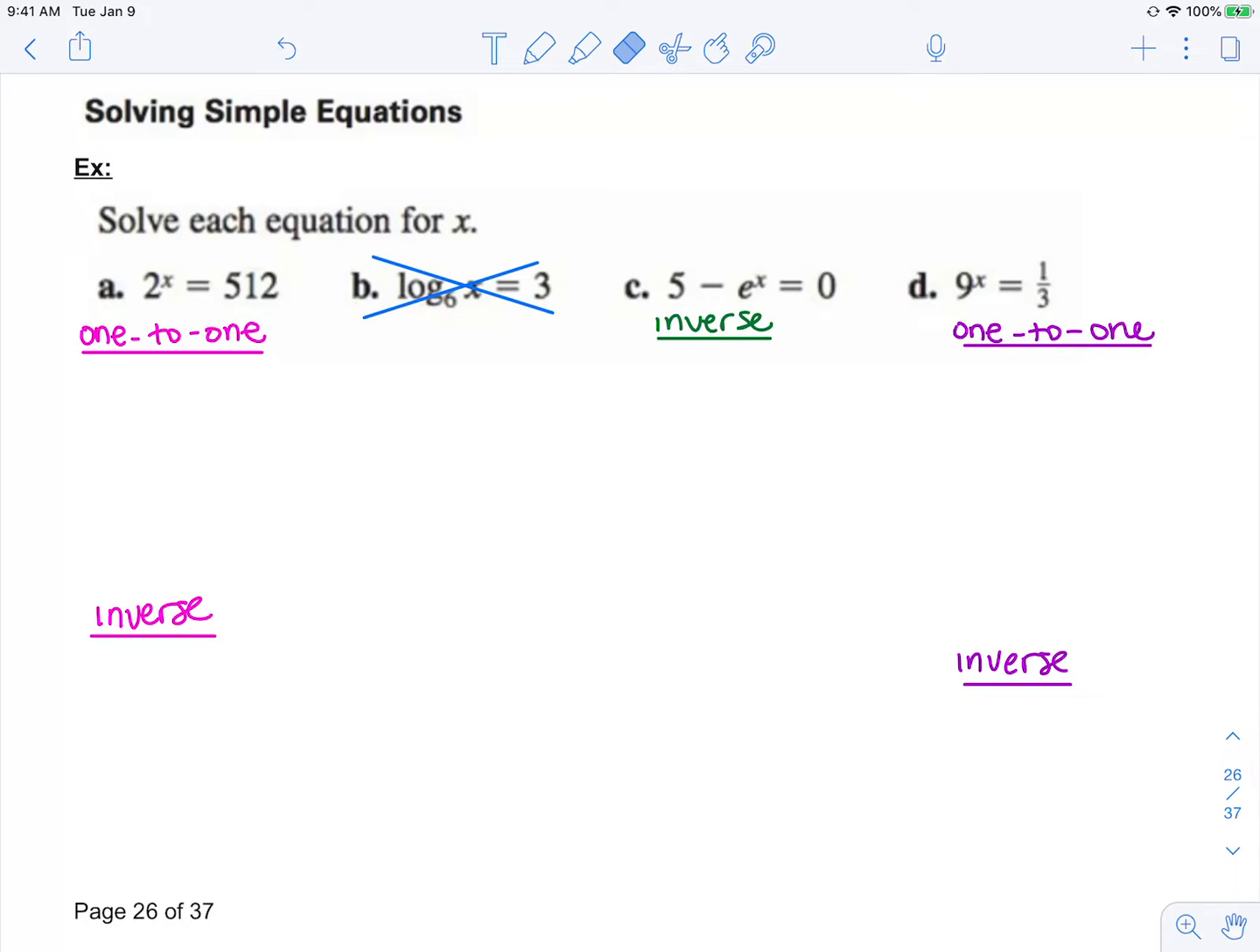All right, now let's solve each equation in these simple equations for x. We're not going to do part B because it's a logarithmic equation. I don't want to focus on those just yet. So if a problem can be solved more than one way, I'm going to show you both ways now.